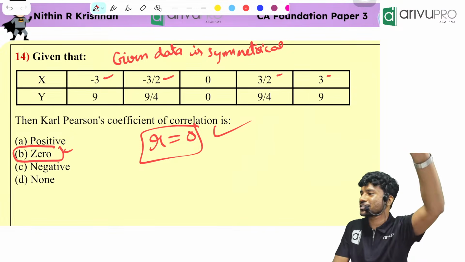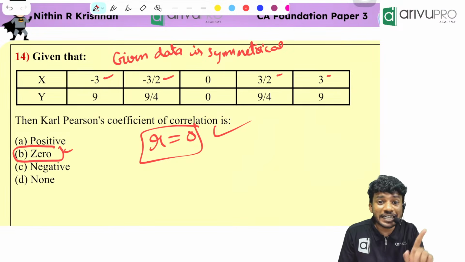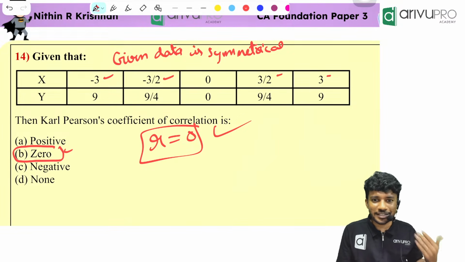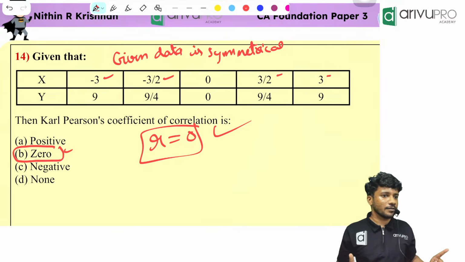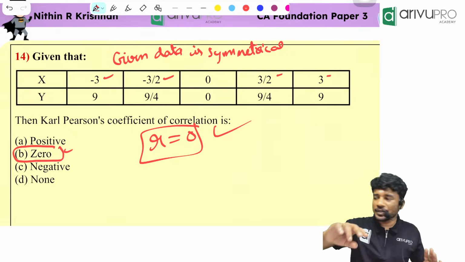Where did we study this? In our scatter diagram. When the given data are evenly distributed or symmetrically distributed, then what type of correlation is it? Zero correlation. Clear? Done. This is your KPCC.